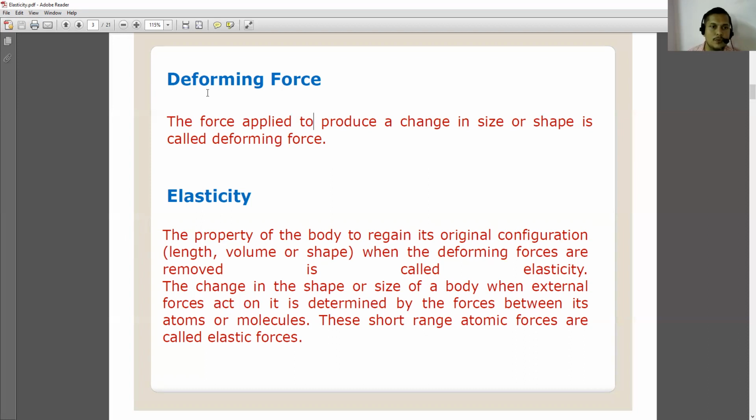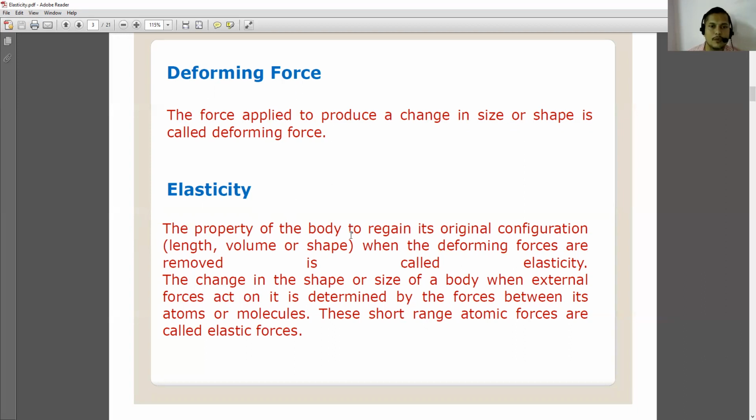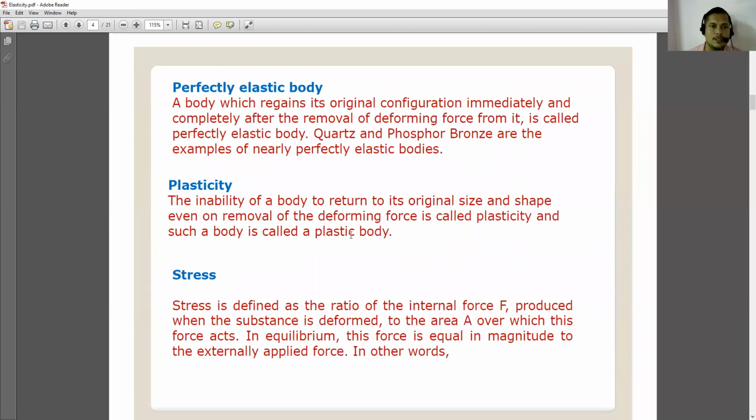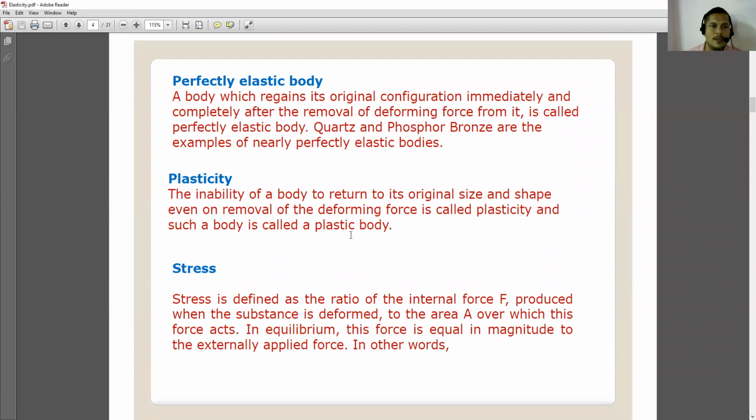So these two terms are there in this slide. First is deforming force and second is elasticity. Now let us go for the next terms. Perfectly elastic body, then plasticity, and then stress. So what is meant by perfectly elastic body?